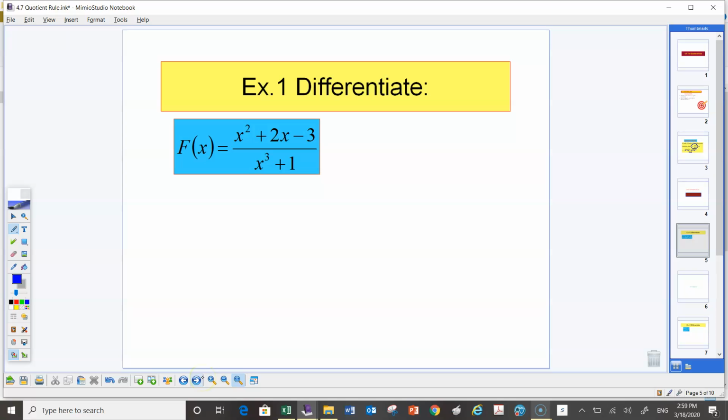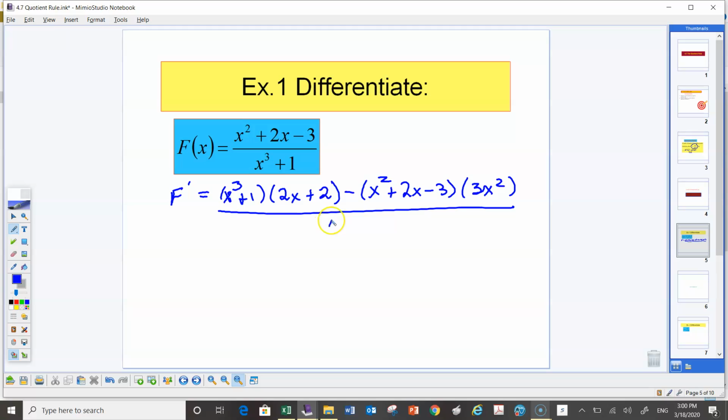So, if we take a look at this function we are given, it's a quotient of two polynomials, so to find the derivative, capital F prime, it equals the denominator, which is x cubed plus 1, multiplied by the derivative of the numerator, which would be 2x plus 2, minus my numerator, which is x squared plus 2x minus 3, times the derivative of the denominator, which is 3x squared, and this whole thing is divided by the denominator all squared, which in this particular case is going to be x cubed plus 1 all squared.